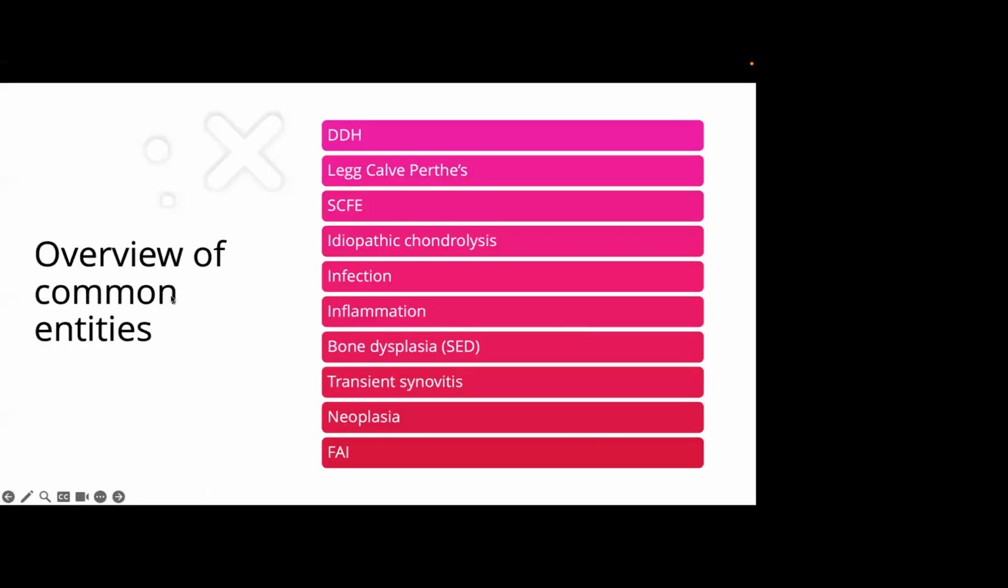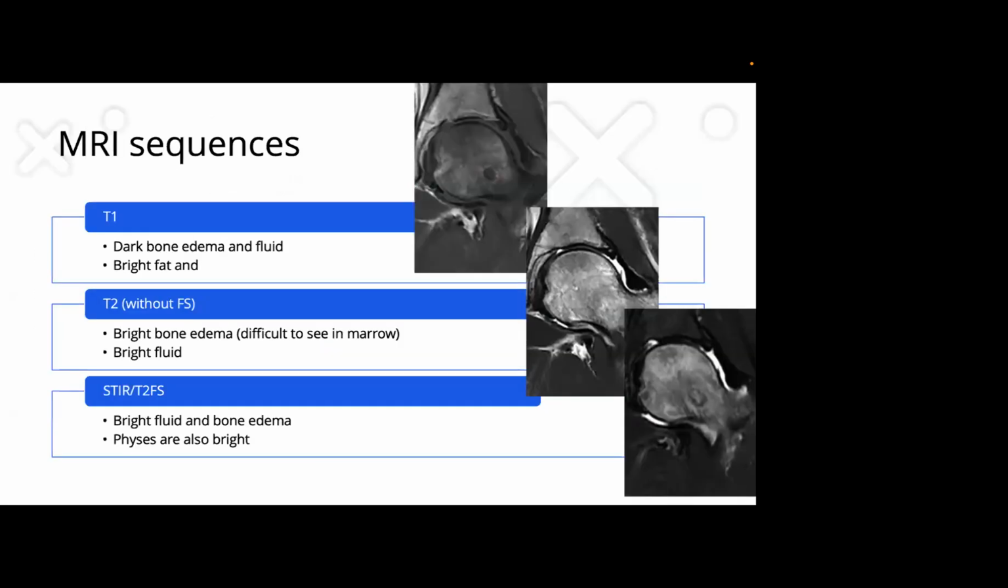To start with, I'm just going to look at a whole bunch of conditions that we do come across, from DDH to Legg-Calvé-Perthes, SUFE, idiopathic chondrolysis, infection, inflammation, bone dysplasia, synovitis and neoplasia, and FAI as well. So the first thing when you're looking at MRIs that I think everybody should be aware of is that we have three primary types of sequences.